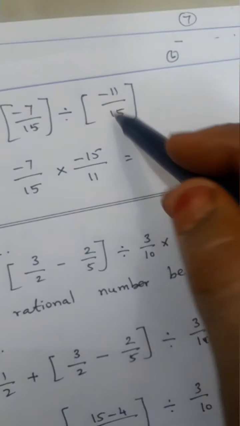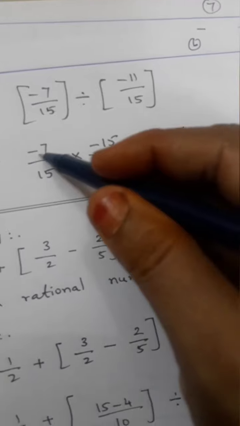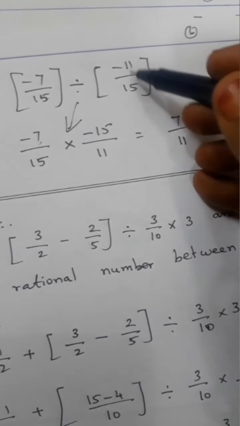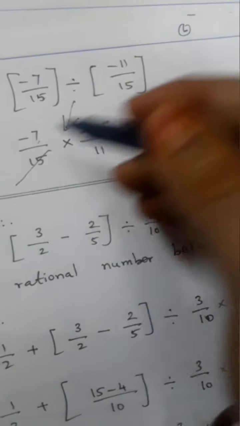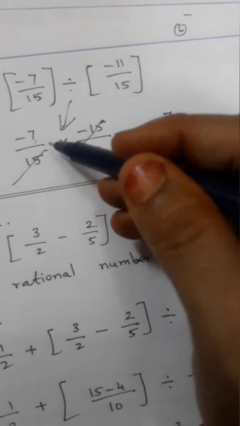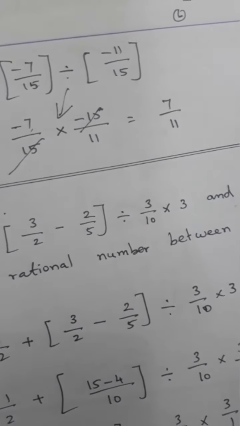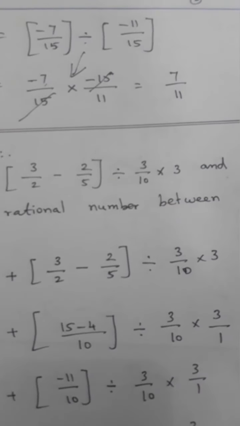Now the division: minus 11 by 15. Remove the bracket: minus 7 by 15. Division changes into multiplication, so 11 by 15 becomes 15 by 11. The 15 and 15 cancel. The remaining numbers are 7 and 11. Minus into minus is plus. So 7 by 11 is the answer.